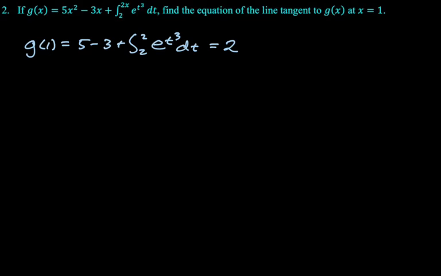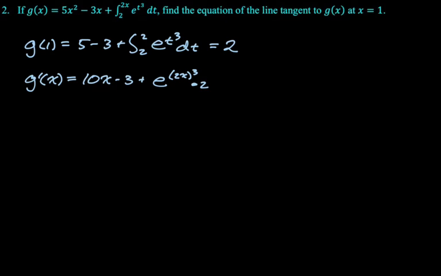And then we also need to find g prime. So we're going to do some power rule, so 10x minus 3. Then we're going to use the second fundamental theorem, right? So we're going to take the upper bound, which is 2x. We're going to sub it in for every t that we see. So e to the t cubed becomes e to the quantity 2x cubed. Then we'll multiply by the derivative of the upper bound, so multiply by 2.